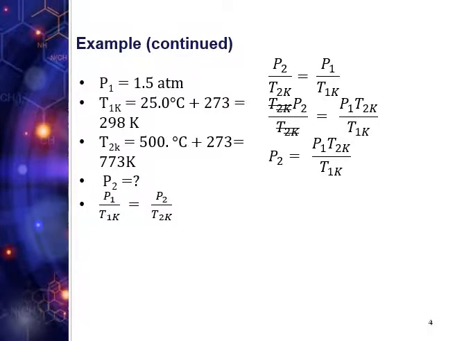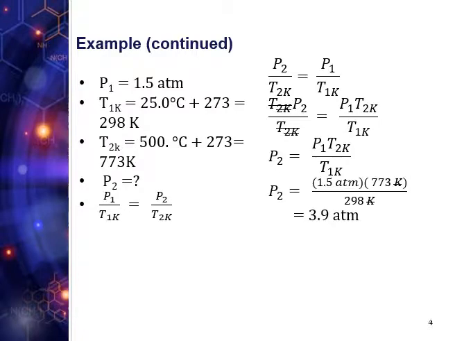Note that T2K is on the top. Be very careful substituting in so that you substitute T2 in the proper place and T1 in the proper place. Substituting in, P2 is 1.5 atmospheres times 773 Kelvin divided by 298 Kelvin. The Kelvin unit cancels, and you end up with P2 is equal to 3.9 atmospheres.